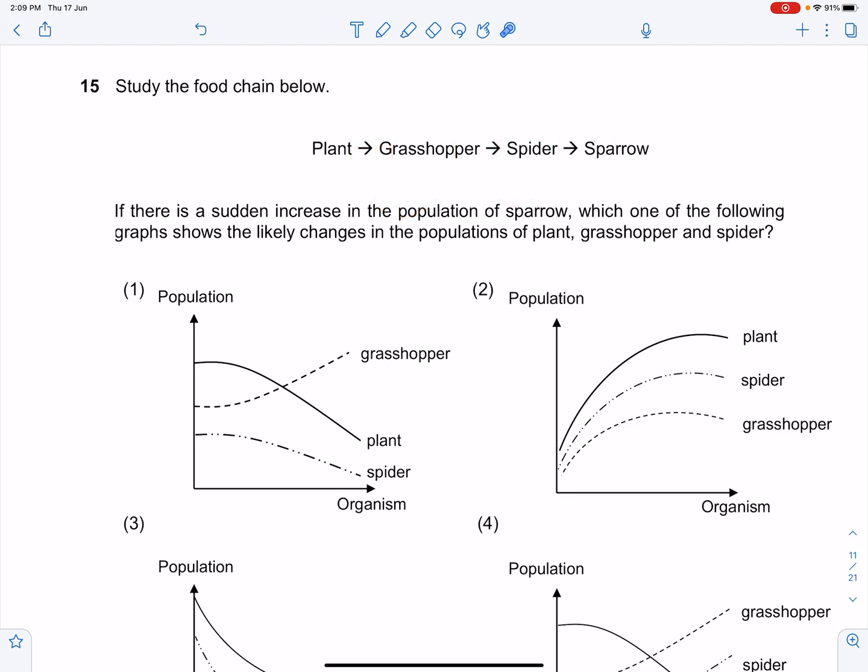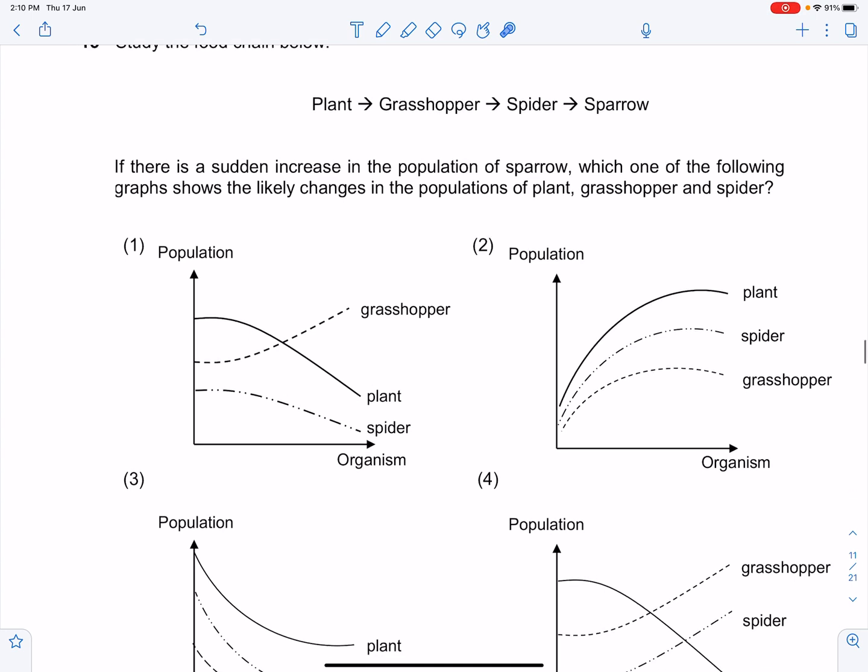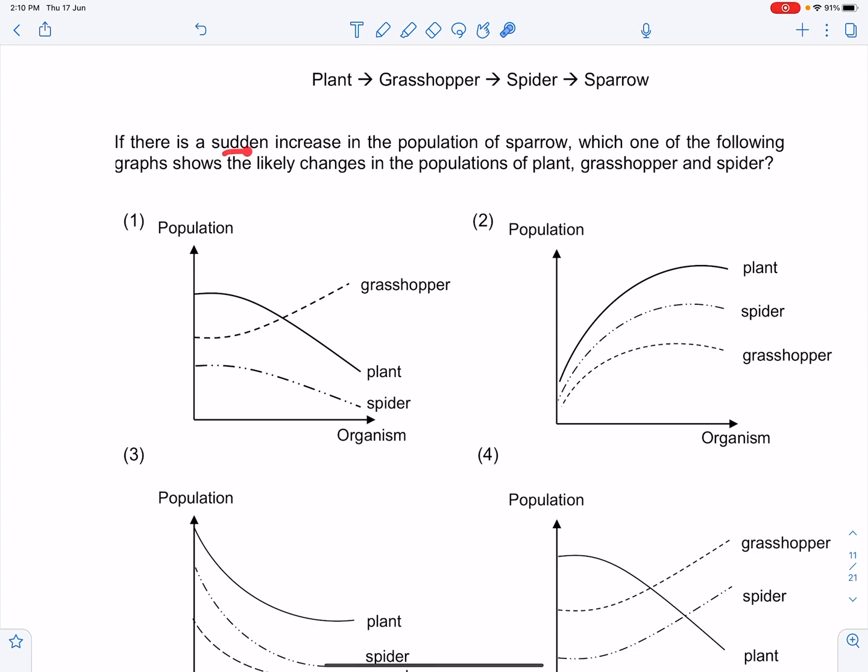Now the plant is called a producer because it's able to produce food from light. It can carry out photosynthesis. This is something that can only be done by plants. Whereas your grasshopper, spider, and sparrow are all consumers because they can only consume other living things in order to get their energy. So the question states, now, there is a sudden increase in the population of sparrow. Which one of the following likely shows the changes in the population of plant, grasshopper, and spider?